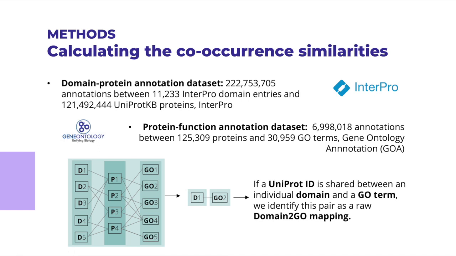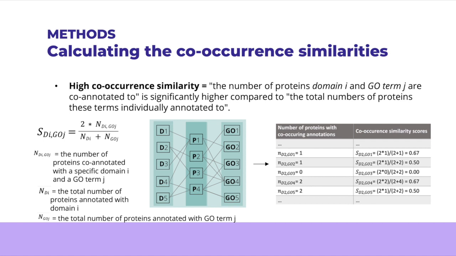To ensure the reliability of the mappings and eliminate any coincidental occurrences of a domain and GO ID on the same protein, we performed a filtering operation. This step aimed to refine the mappings and enhance the accuracy of the Domain2Go associations. For this, we calculated a co-occurrence similarity score for each raw Domain2Go mapping. The score was computed using this equation here. This considers the number of proteins co-annotated with a specific domain and the GO term, as well as the total number of proteins annotated with this domain and the GO term individually.